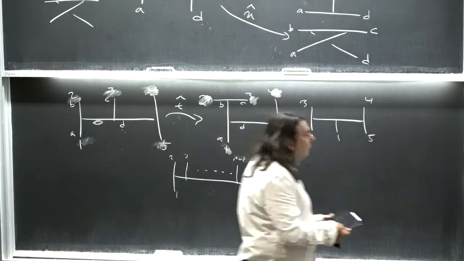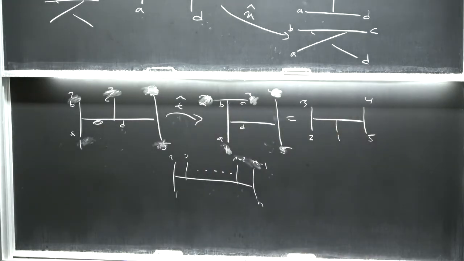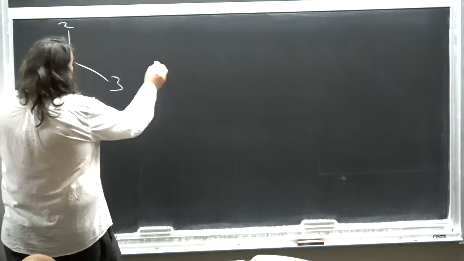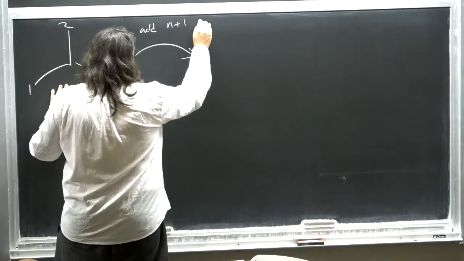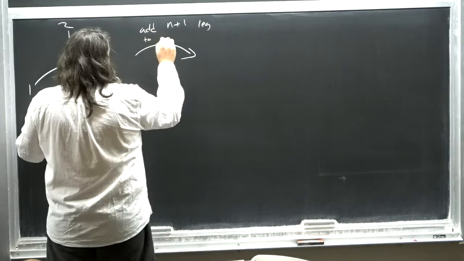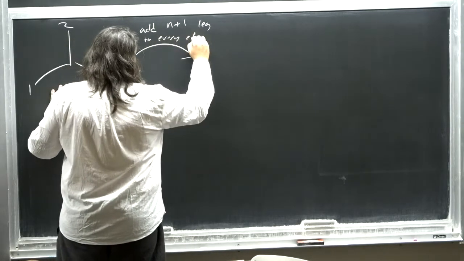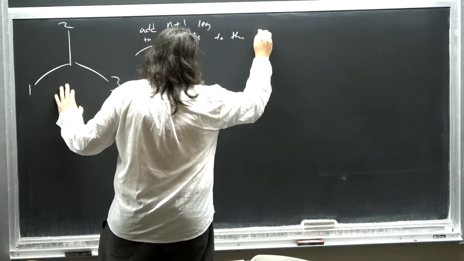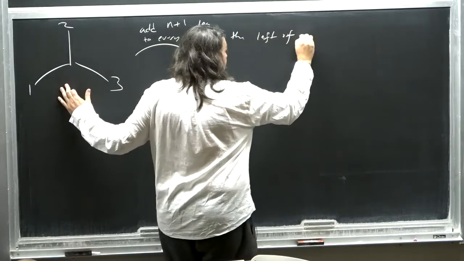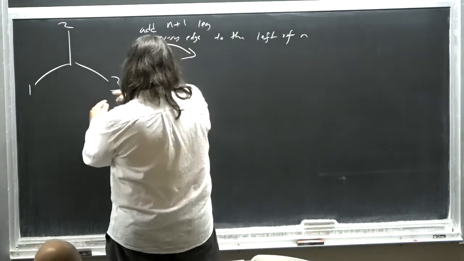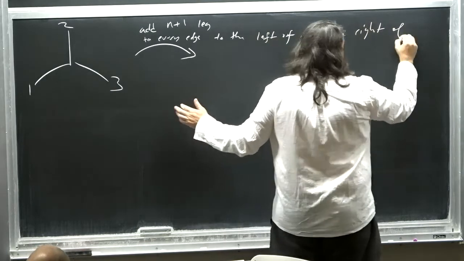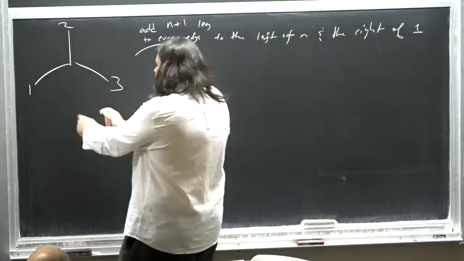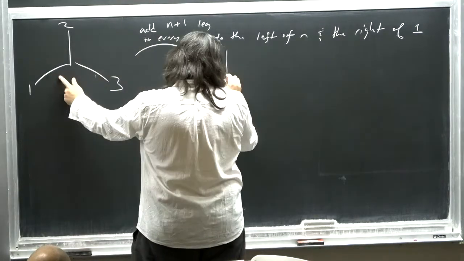So what's more efficient is to just start at 3 point. So 1, 2, 3. And the idea is you add your n plus 1 leg to every edge to the left of n, left in this sense, and the right of 1. So I have 2 options, right? So I'll do them both.